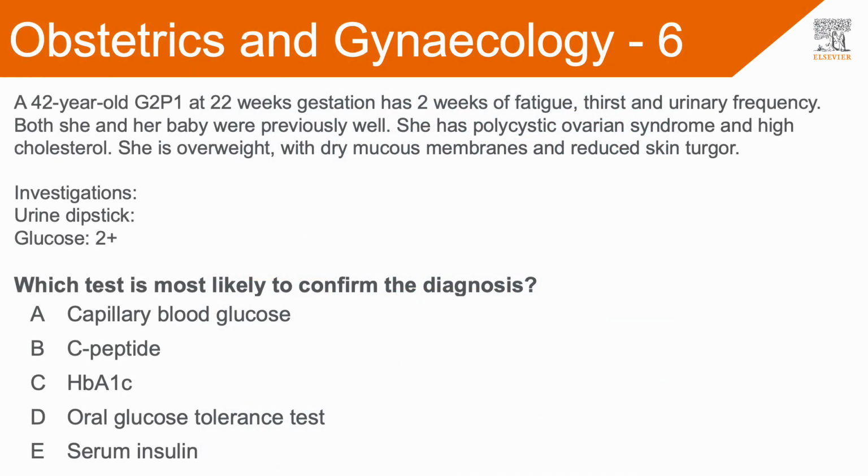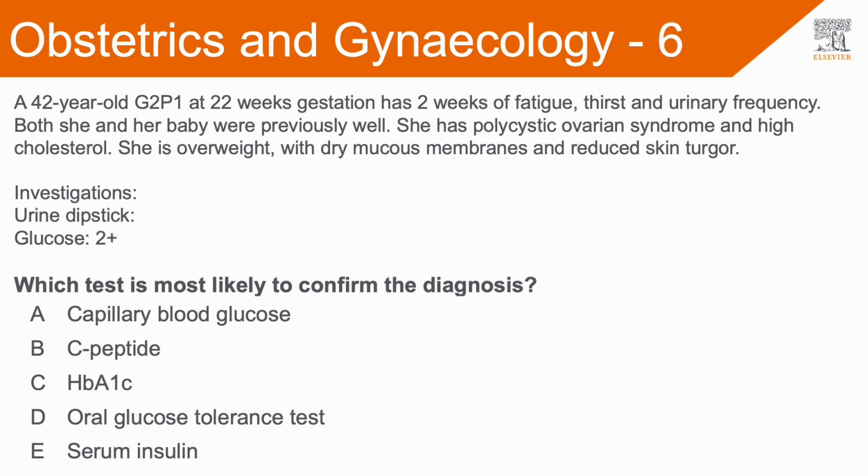Moving on to question 6. A 42-year-old G2P1 at 22 weeks gestation has 2 weeks of fatigue, thirst and urinary frequency. Both she and her baby were previously well. She has polycystic ovarian syndrome and high cholesterol. She is overweight with dry mucous membranes and reduced skin turgor. Investigations reveal a urine dipstick analysis of glucose 2+. Which test is most likely to confirm the diagnosis?